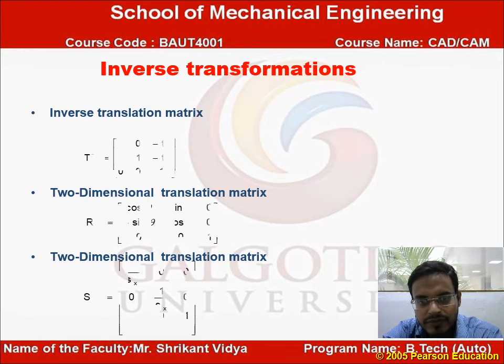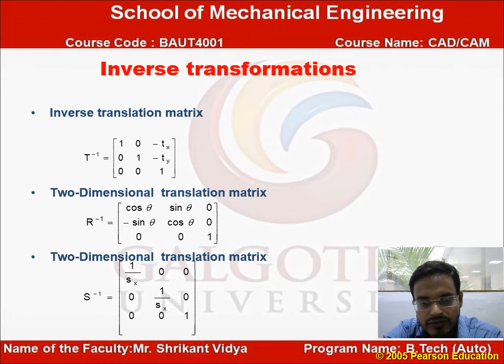So what is the inverse transformation? The inverse translation matrix T inverse is [1 0 minus tx; 0 1 minus ty; 0 0 1]. We put the minus sign on tx and ty. The two-dimensional rotation inverse R inverse is cos theta, sin theta, 0; minus sin theta, cos theta, 0; 0, 0, 1. The two-dimensional scaling inverse S inverse is 1 by sx, 0, 0; 0, 1 by sy, 0; 0, 0, 1.